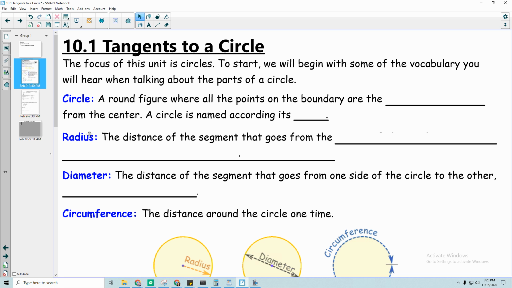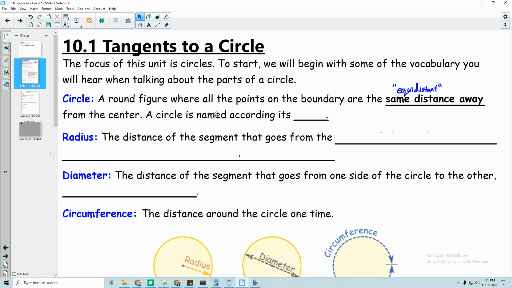So some of the vocabulary that you do need to know. A circle is a round figure where all the points on the boundary are the same distance away from the center. Another fancy way to say this is equidistant. So you might see that in the vocabulary on Canvas. So it's the same distance away, or equidistant, from the center.